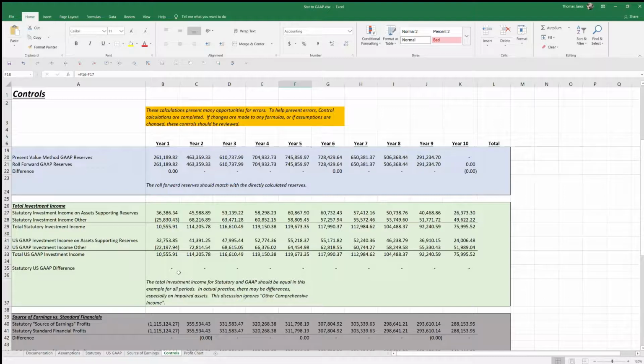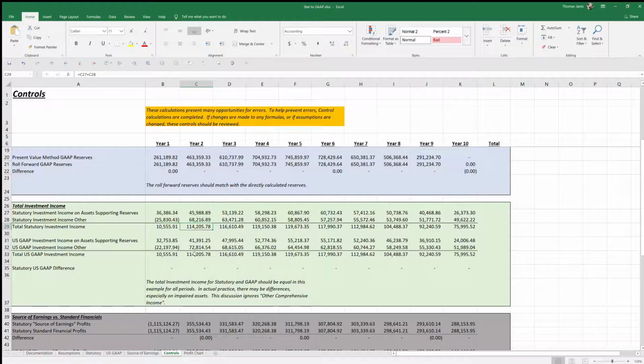Another good check here is to look at total investment income for statutory and US GAAP. For the statutory and US GAAP calculations, we are splitting up the investment income a little bit differently. In this particular example, we have investment income supporting reserves in two different places and then all other items. The investment income supporting reserves is going to be a little bit higher on a statutory basis than a GAAP basis because the statutory reserves are a little bit larger. But at the end of the day, the total amount of investment income should not vary because you still have the same assets, you should have the same investment income.